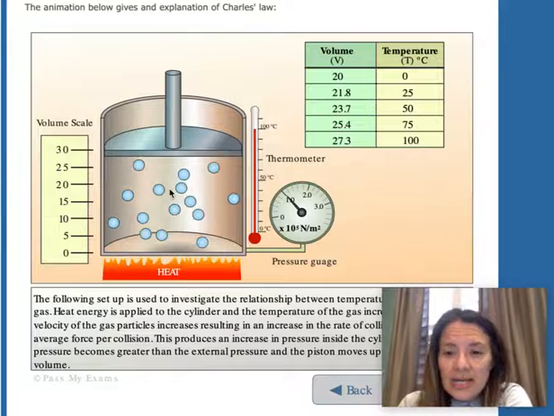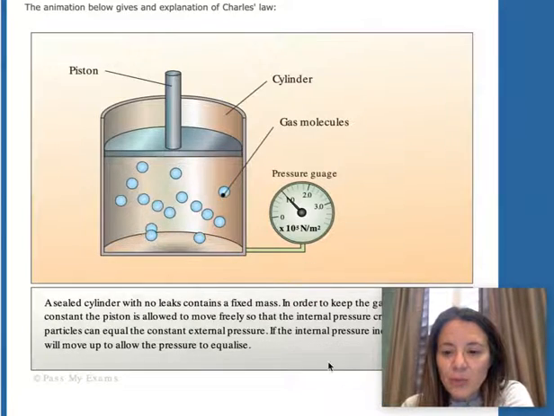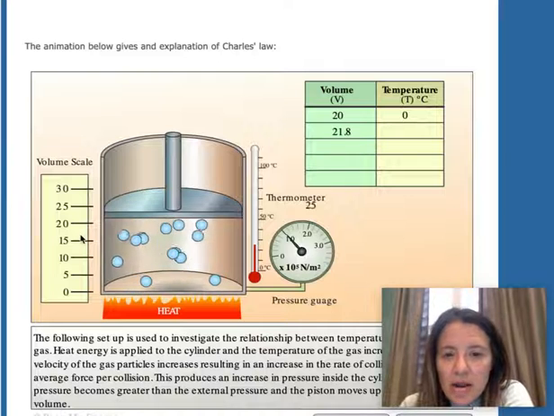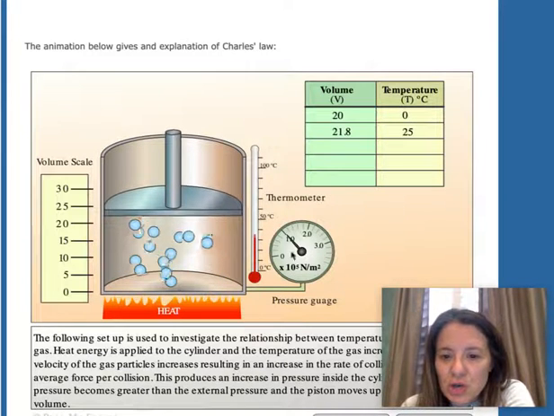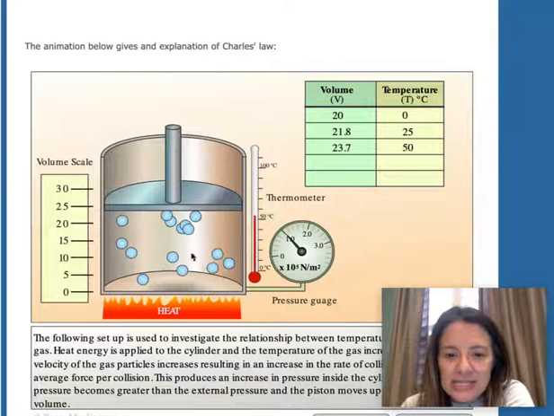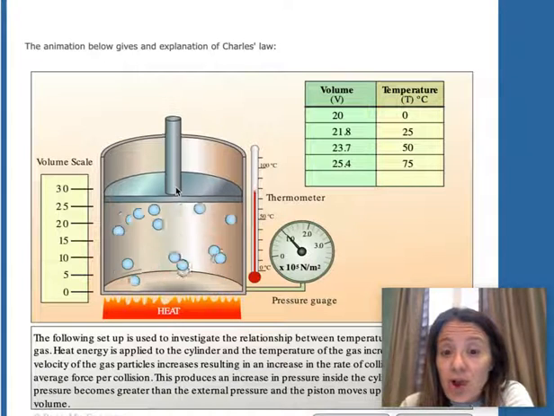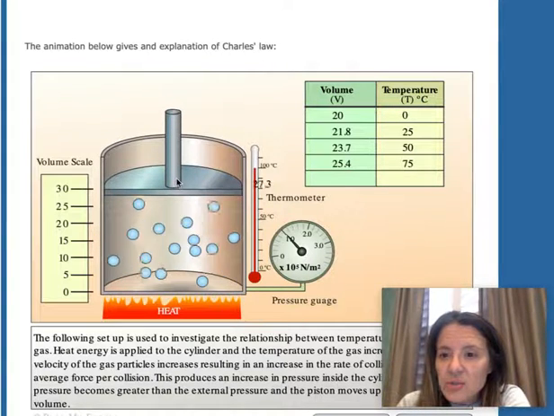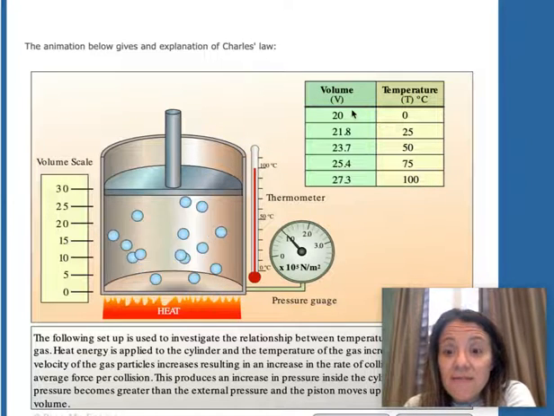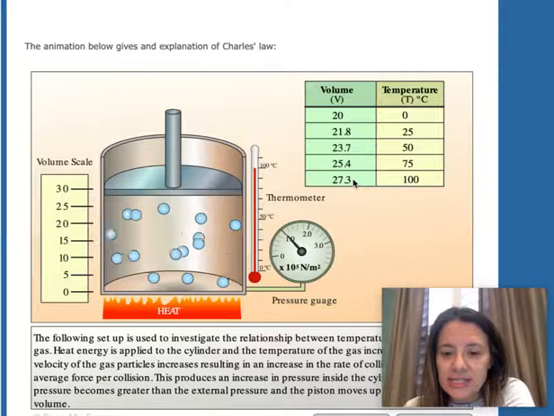So we're going to collect some quantitative data. I'm not sure if you noticed, so I'll go back and redo this one. As we are increasing the temperature, notice that the pressure remains constant within the cylinder, but the volume that those gas particles occupy is also increasing. So as temperature increases, the volume the gas occupies also increases.